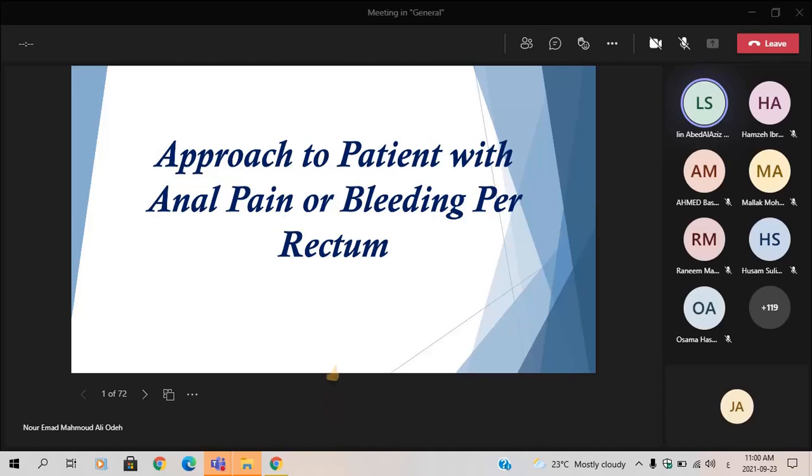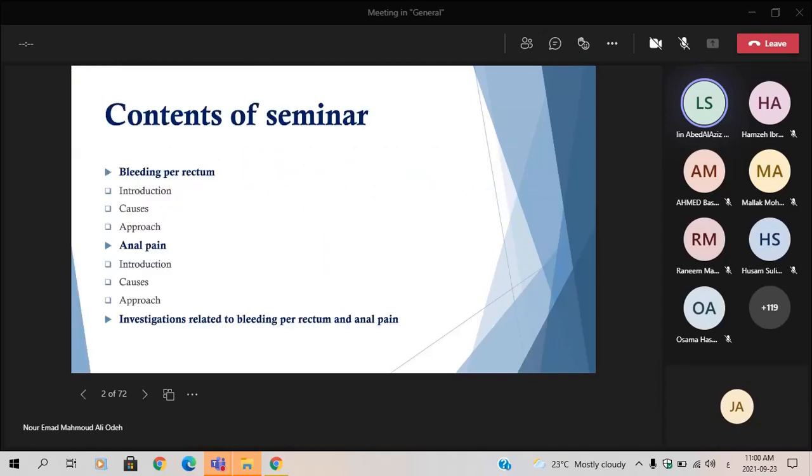تمام. أنا زميلتكم لين أو سرحان، واليوم إن شاء الله أنا ونور راح نحكي عن approach to patients with renal pain or bleeding rectum.